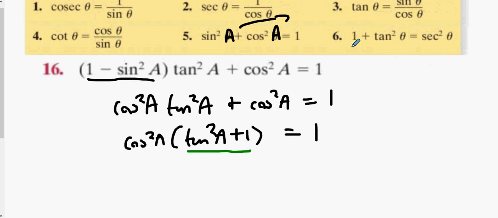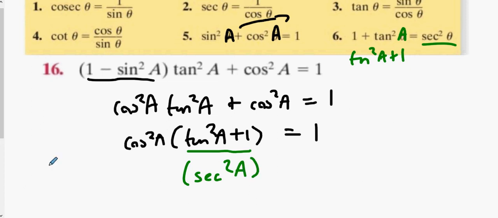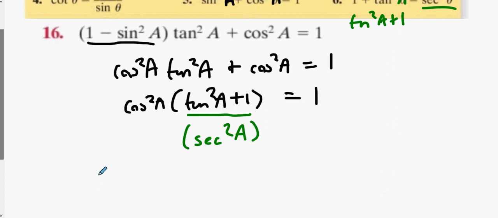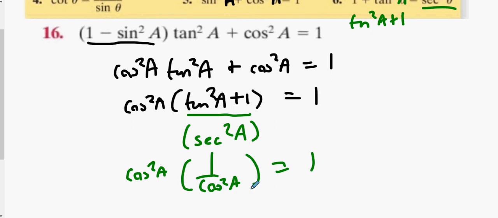I think it looks a lot like rule 6. Do you see rule 6? 1 plus tan squared A. That could be the same thing as tan squared A plus 1. So what can I put in here? Yep. Secant squared A. And what does secant squared A mean again? Yeah, exactly. So you're going to get cos squared A multiplied by 1 over cos squared A. None of you went down that route anyway. And they both cancelled to create 1. Many different roads to take to do these questions.